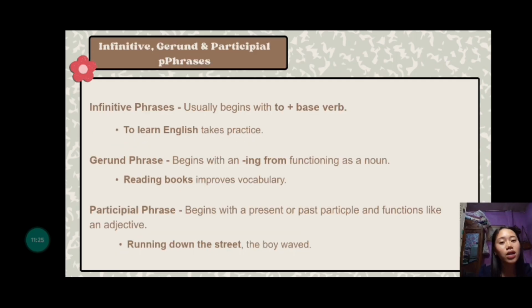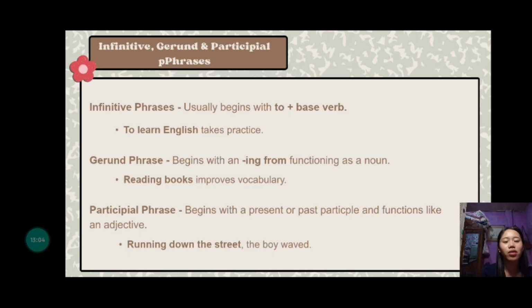The next one is the infinitive, gerund, and participle phrases. Sorry for the typo, guys. These three types can sometimes be confusing because they can look similar, but one helpful way to distinguish them is to look at their function. An infinitive phrase usually begins with to plus a verb. Then the gerund uses an ing form that functions as a noun.